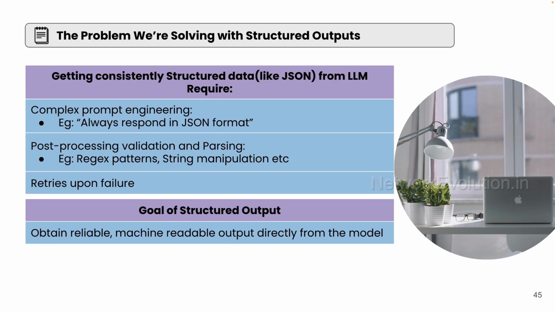Then we might even have to do some post processing. For example, we need to use some regex pattern matching or some string manipulation to get the data in an expected format, or if the data is not in the right format, we might have to introduce some retry mechanism. The goal of structured output is to obtain reliable and machine readable output directly from the model.